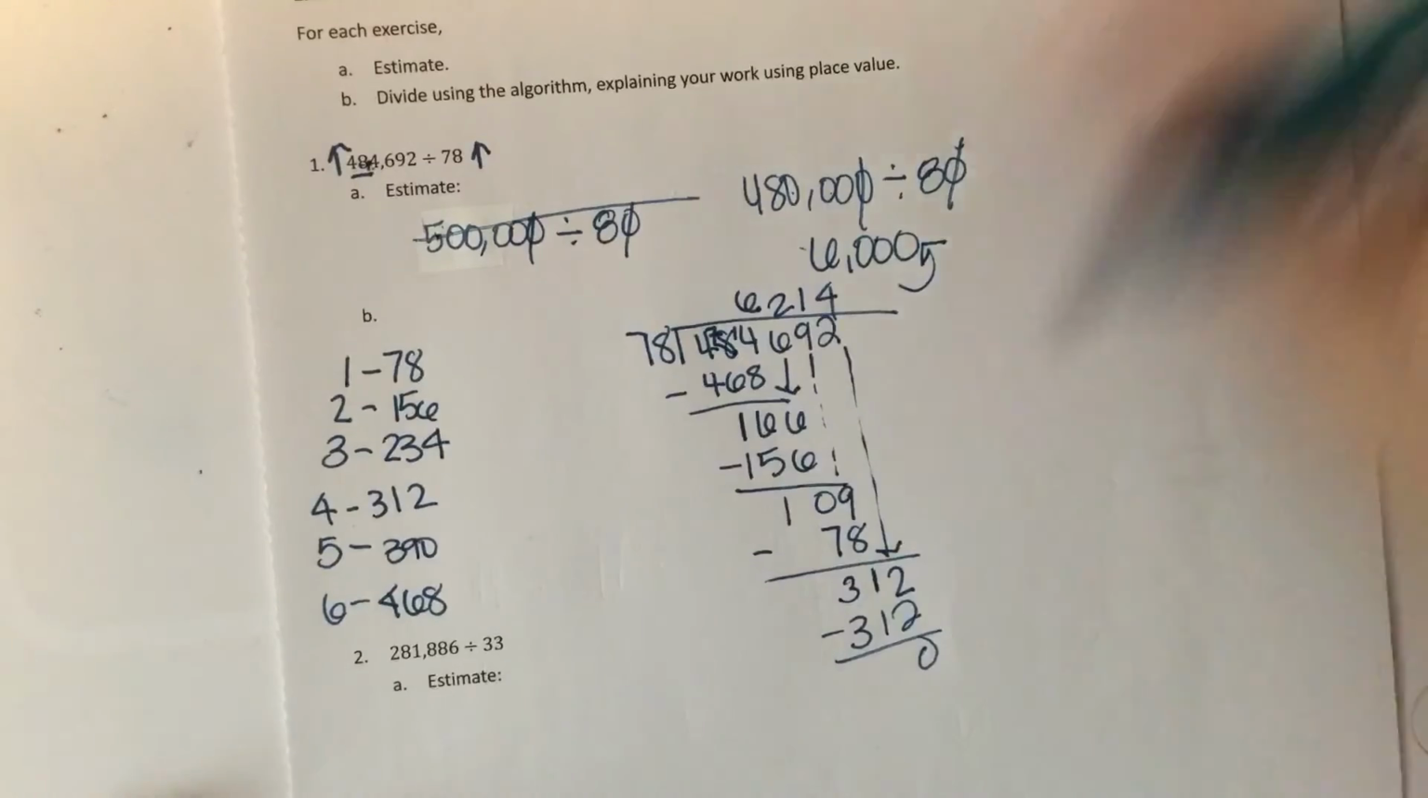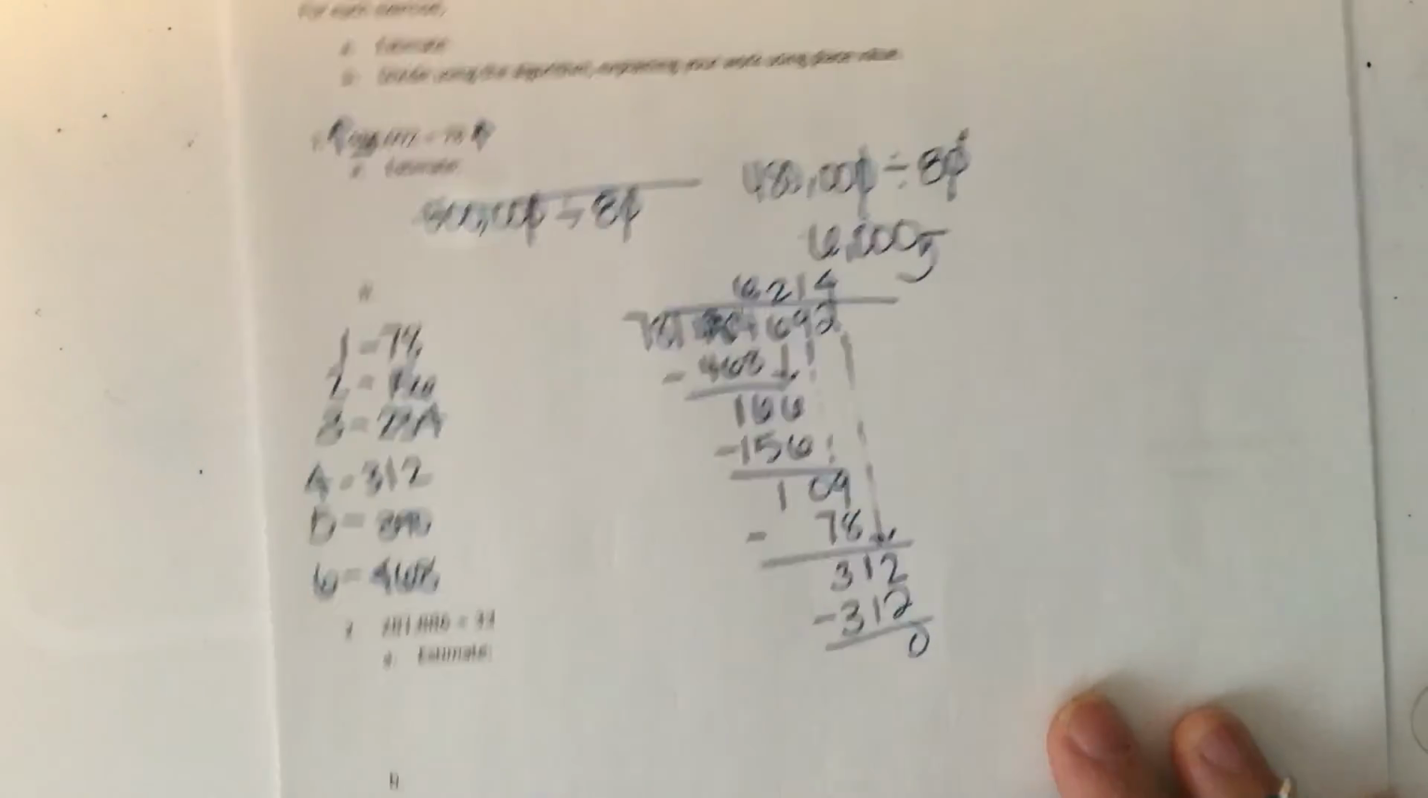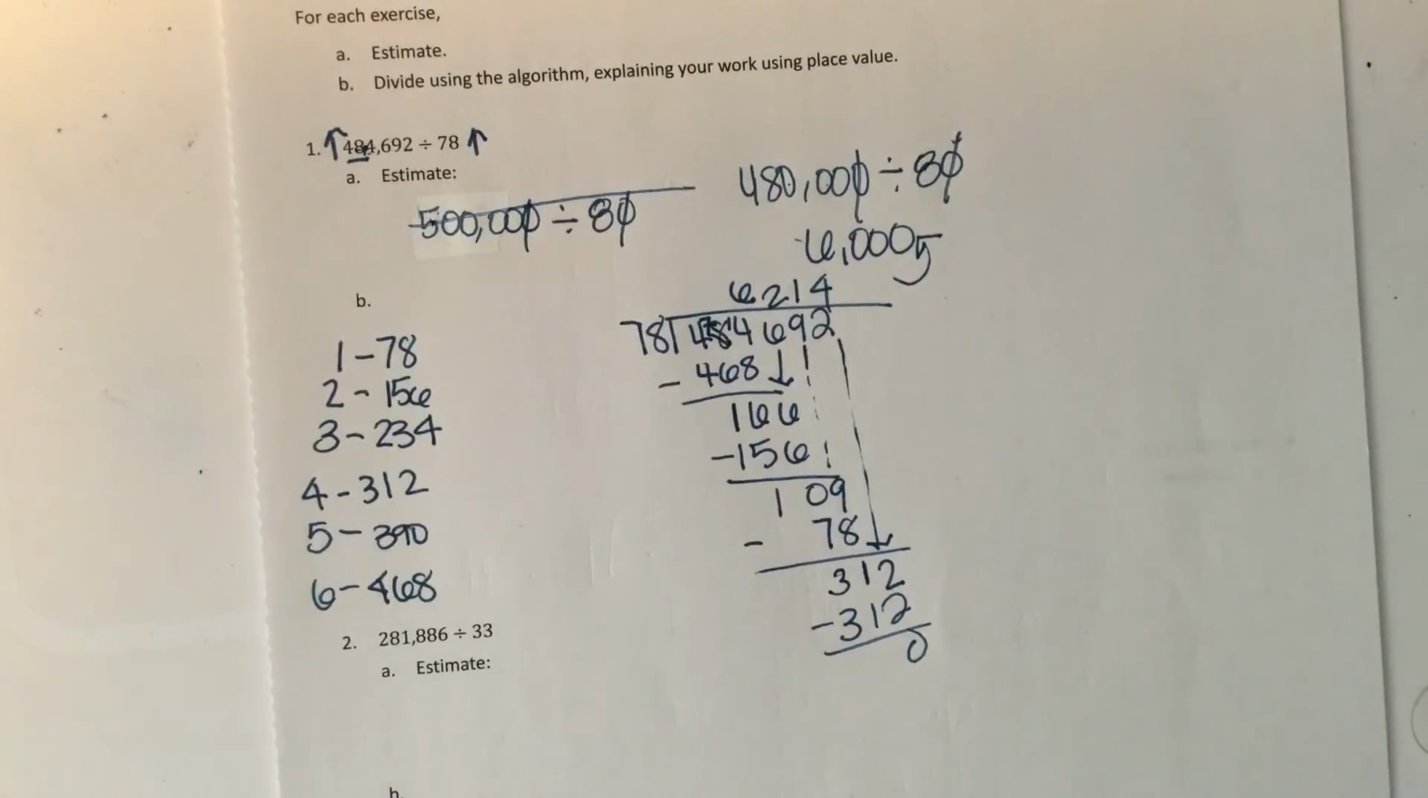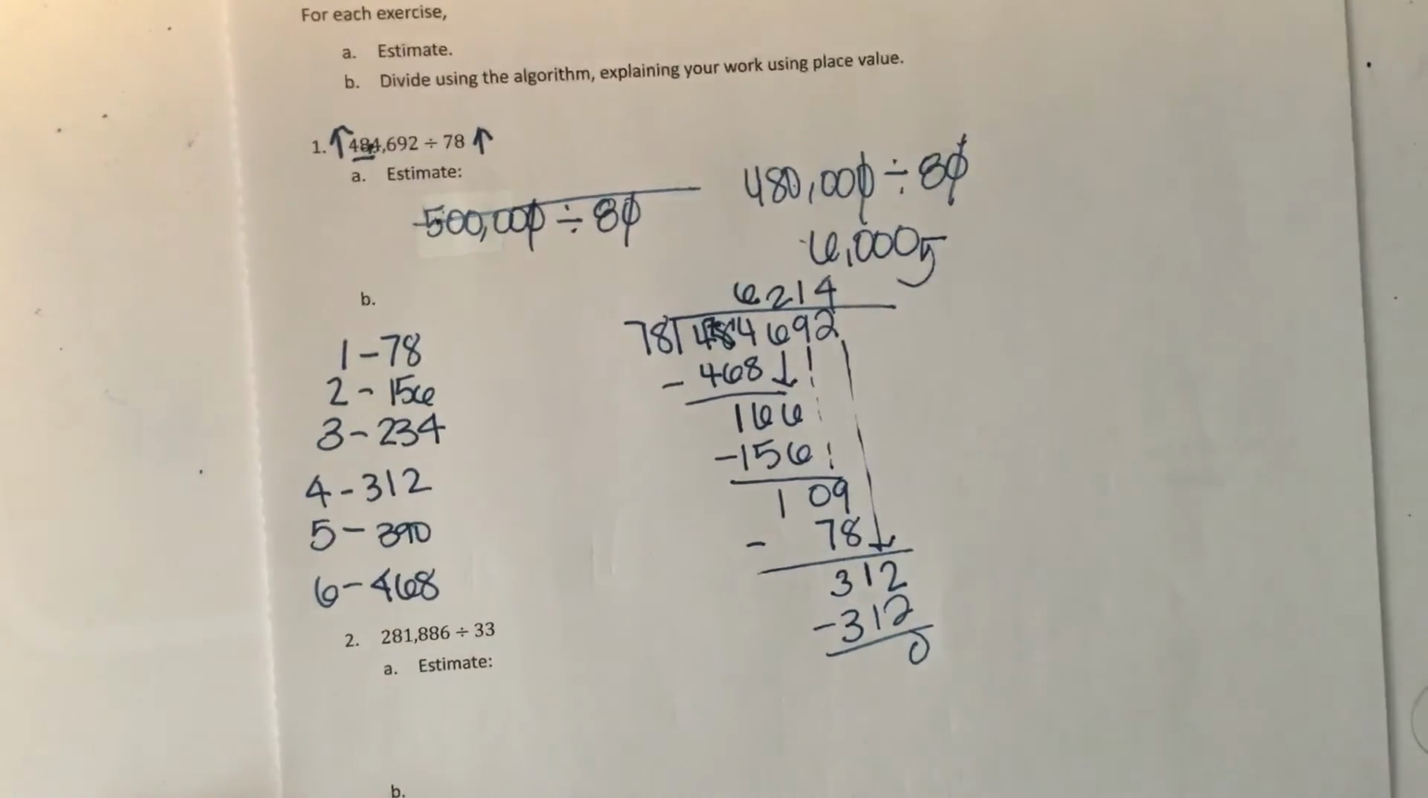Okay. Let's do one more. I'm going to leave number 2 for you. You guys okay with that? I hope so. Let's go to a big one. Let's go to page 137. We're going to do number 5. Ooh, it's such a doozy. Okay. Ready? Okay, here we go. Page 137, number 5. Okay, estimate first. I'm going to let you estimate.